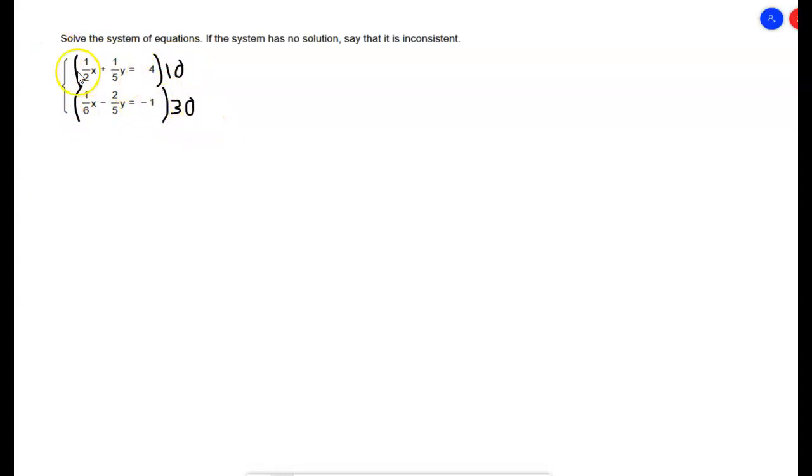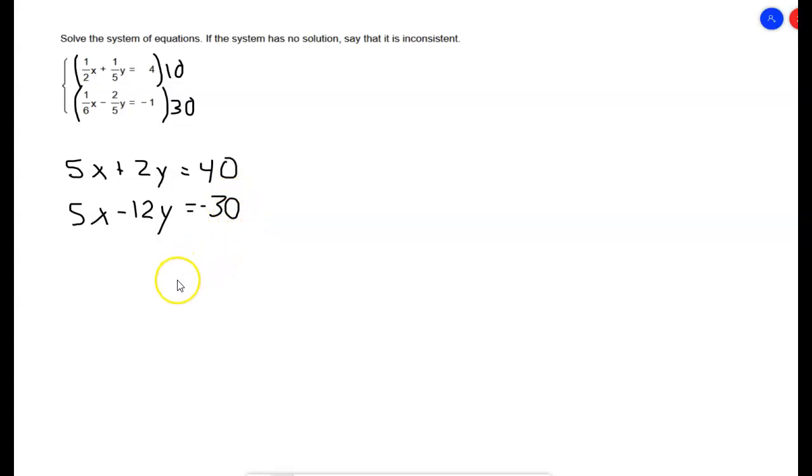So when I multiply the top by 10, 10 times 1/2 is just 5, so 5x plus 1/5 of 10 is 2, so that's plus 2y. It's going to be equal to 10 times 4, which is 40. And the second one, 30 divided by 6 is going to be 5, so 5x. And then 30 times 2 is 60, and 60 divided by 5 is 12. So minus 12y is equal to negative 30.